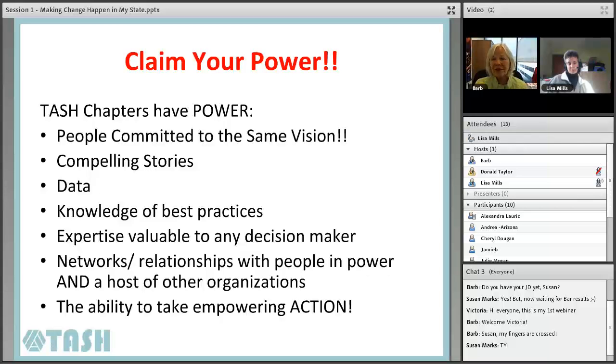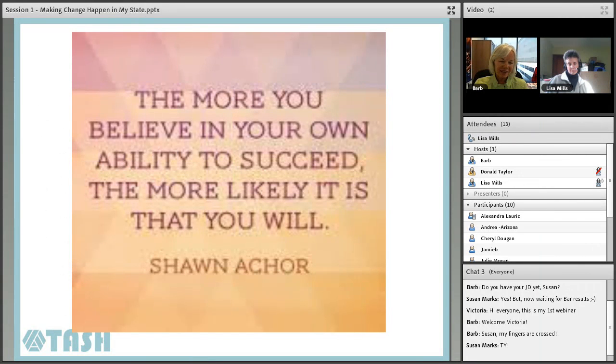So we really have everything we need. We have an enviable list of assets at our fingertips. So I think it's time for us to really invite our chapters to create a change agenda and leverage what these assets are. So the question is, do we get started, and how do we get started?